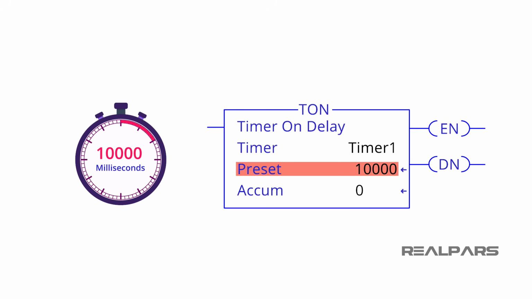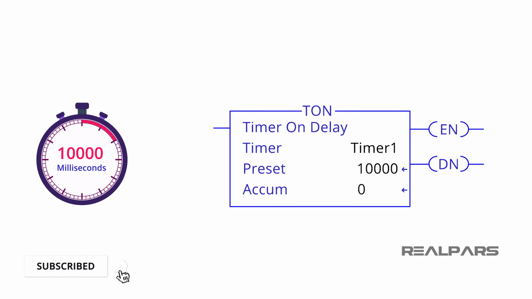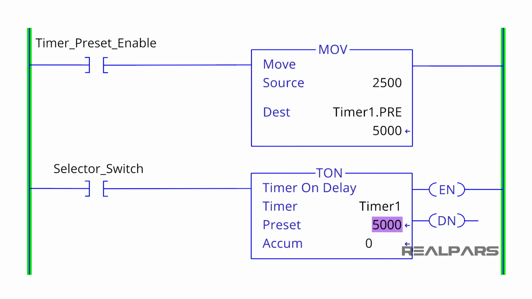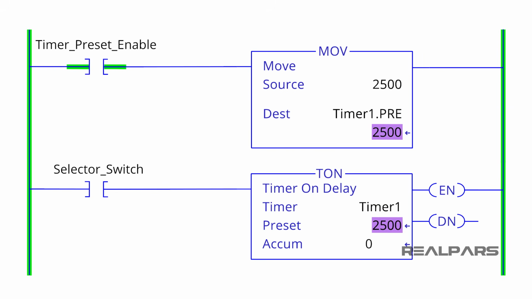The timer's preset value is the number that shows the delay length of the timer. This number can be changed by just typing it in, or you can have the PLC write a number into this value. This number does not change during the timer's normal operation.